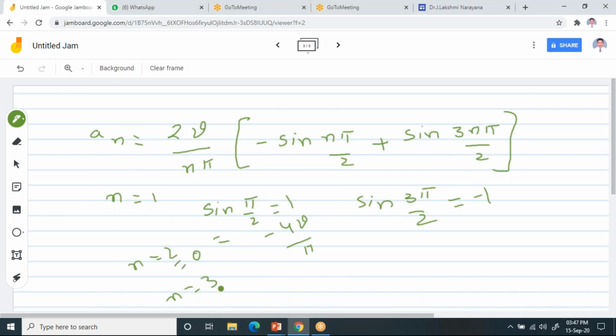Now when n equal to 3, tell me, what is the answer when n equal to 3? It's your turn, my dear students. N equal to 3, what is the answer?